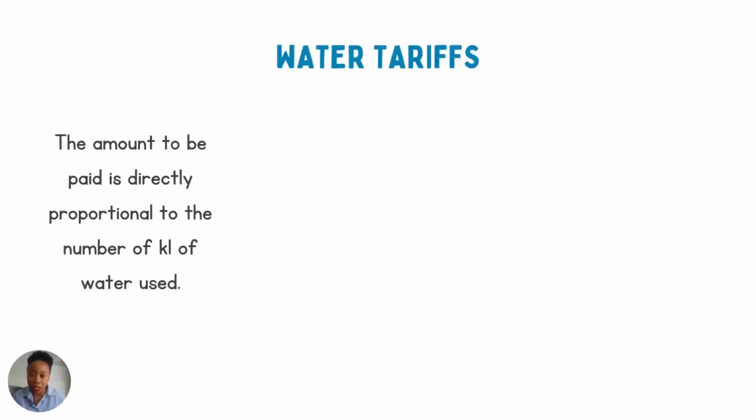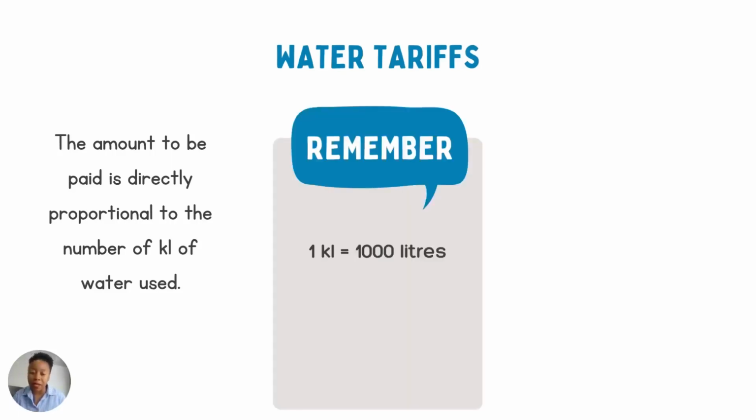So now let's move on to water tariffs. Like electricity tariffs, with water tariffs, the amount to be paid is directly proportional to the number of kiloliters of water you use. So the more water you use, the more you pay. And the less water or kiloliters you use, the less you pay. So it's important that I remind you that when it comes to converting between kiloliters and liters, 1 kiloliter is equal to 1,000 liters. Okay, so if you're given your answer in terms of kiloliters and you have to convert to liters, always remember this conversion.